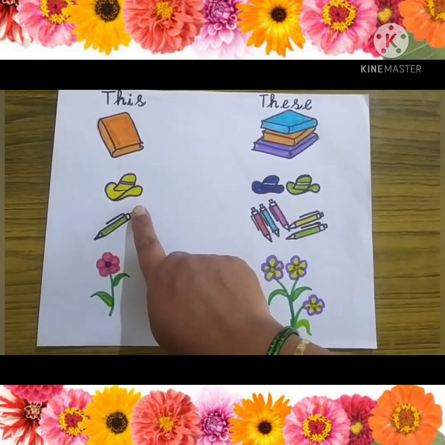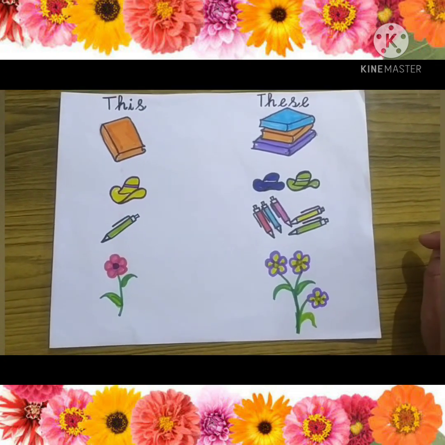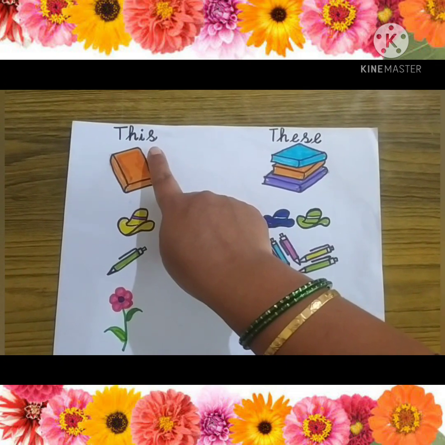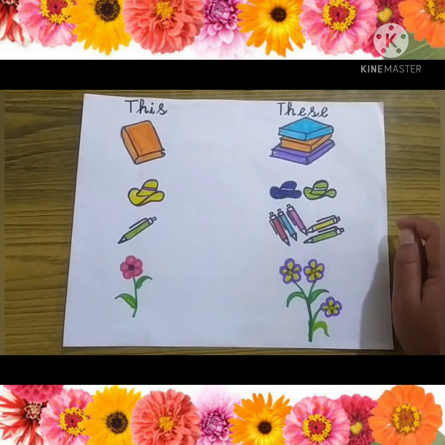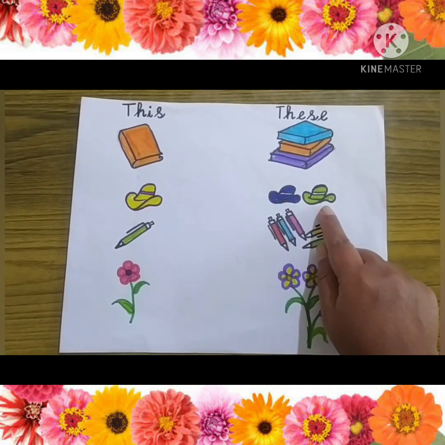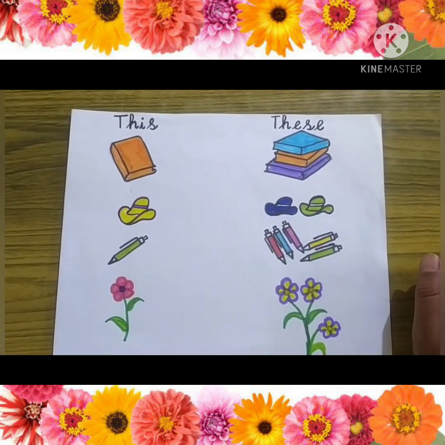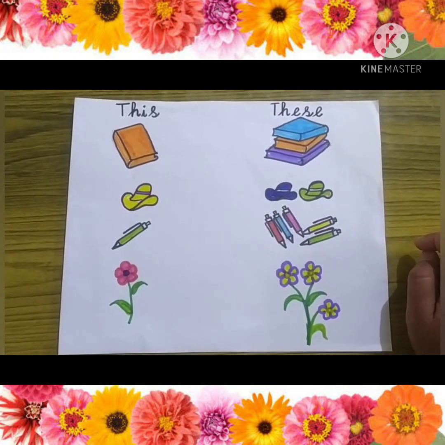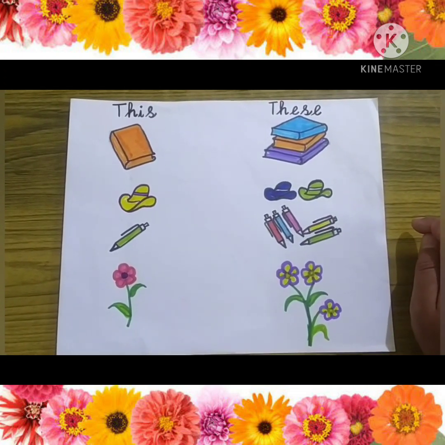Next one. What is this? This is a hat. How many hats are there? There is only one hat. So we use this. And what are these now? These are hats because we have more than one hat. So these are hats. Again, the object should be near to us.